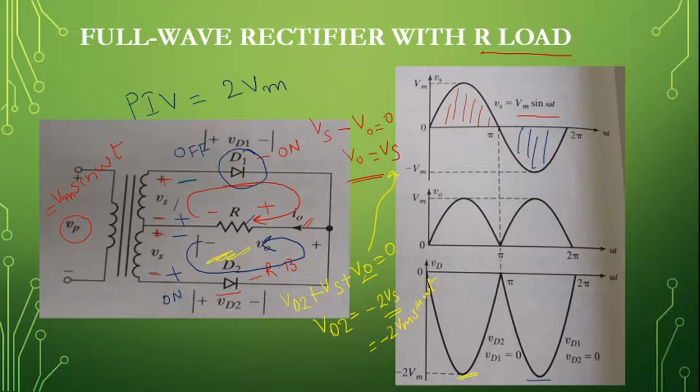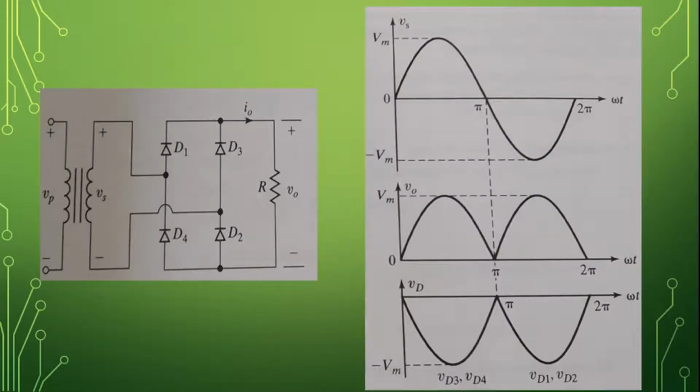We can also have a bridge configuration wherein we have 4 diodes. So during positive half cycle, D1 and D2 will be on. So the current flows in this direction. So the output voltage V0 is again positive with a value equal to Vm.